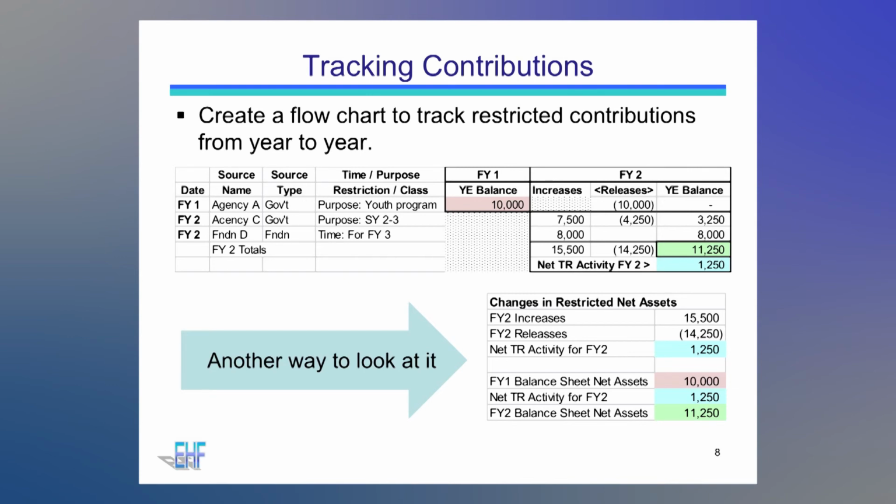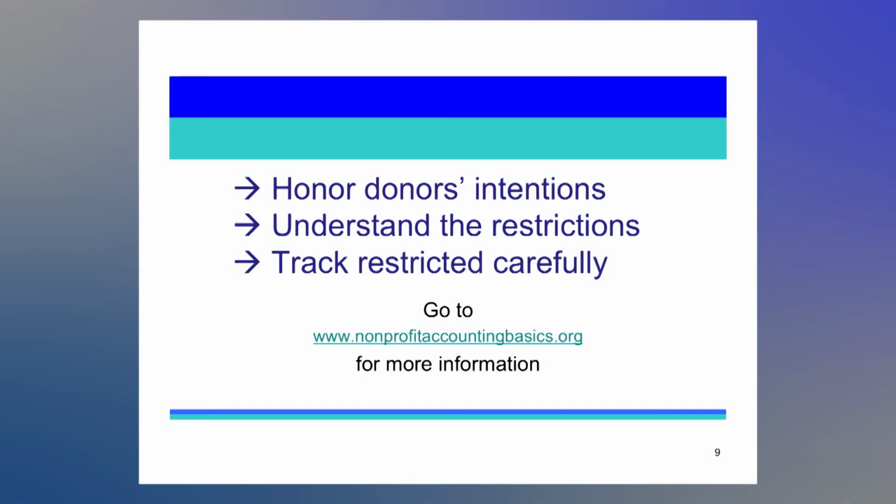If more was released than came in new contributions, the net from restricted activity would be negative. This is usually a timing issue and no cause for alarm as long as the net from operations is positive. In conclusion, accurately tracking restricted contributions can be confusing and complicated, but doing it well will help you to honor your donor's intentions.